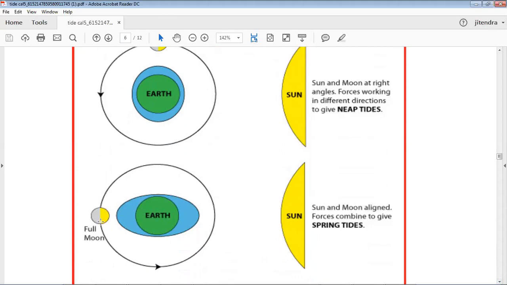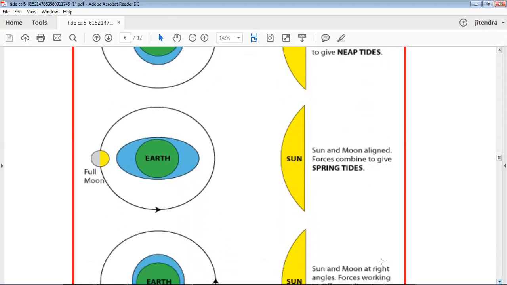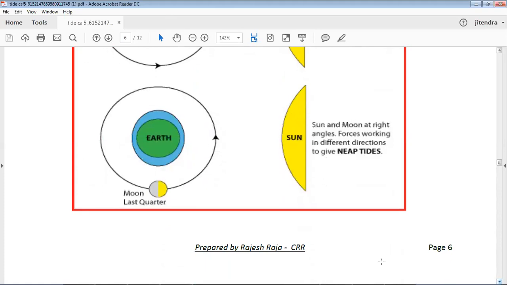Now again it is coming to full moon. So tell me which tide it will be. It will be spring, correct. Again you can see in the same way, in opposition, very high water and very low water. And same way here.